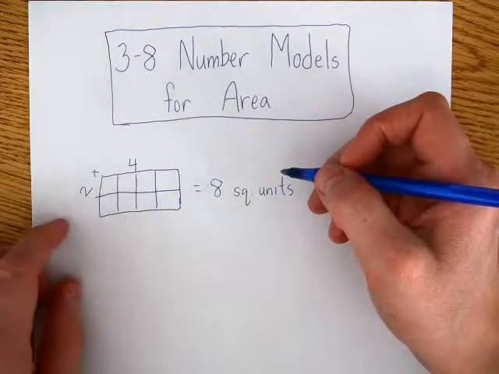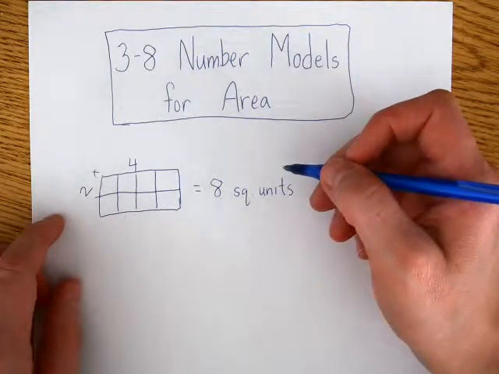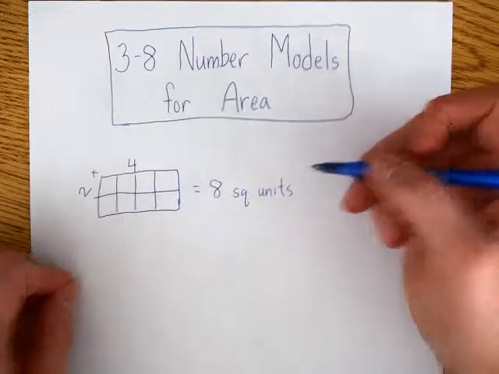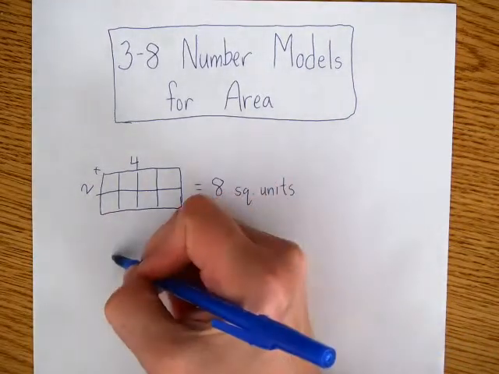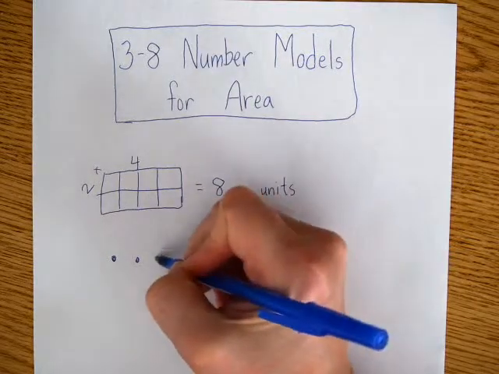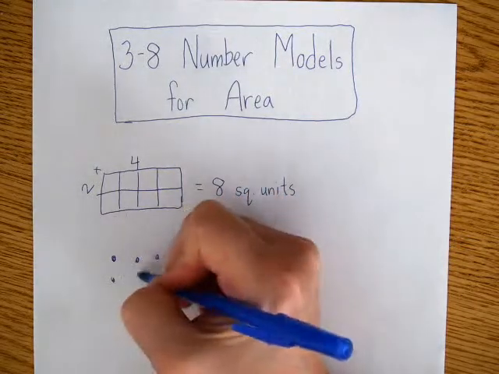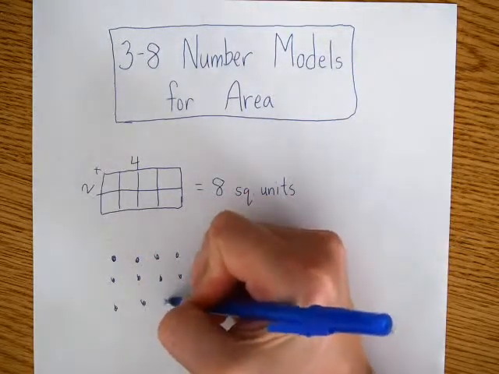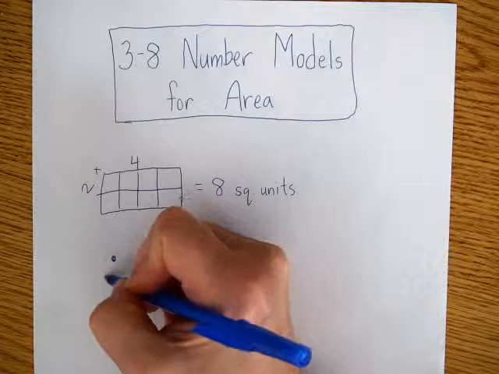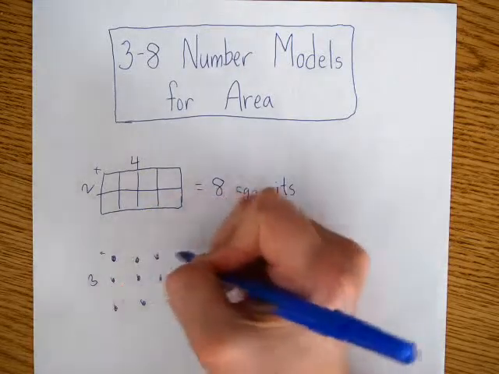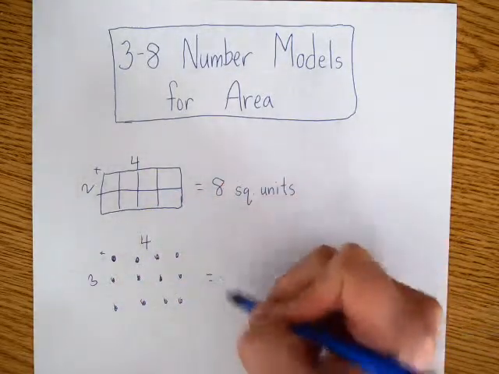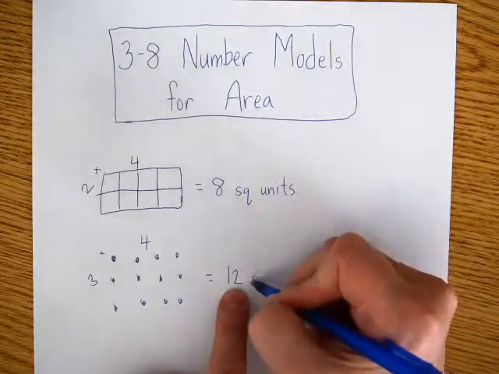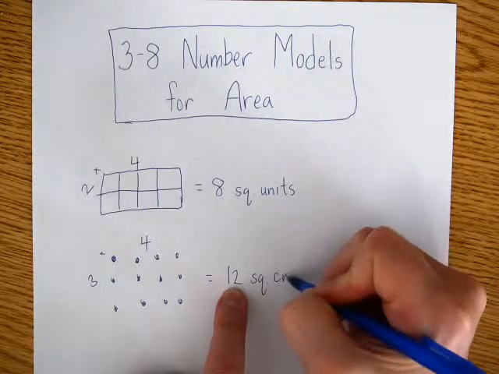And then what we're going to do is we're going to have also kids be able to know how to draw and use arrays to find the area of rectangles. So an array looks like these dots here in rows and in columns. Alright, so here's an example of a 3 by 4 array. So that would equal 12. That would equal 12 square, say, centimeters.